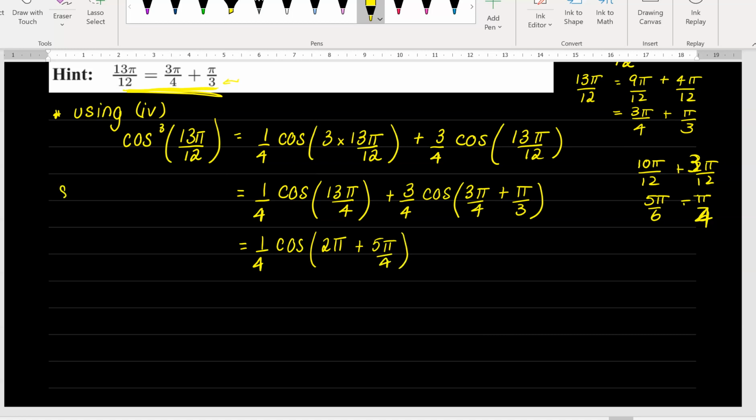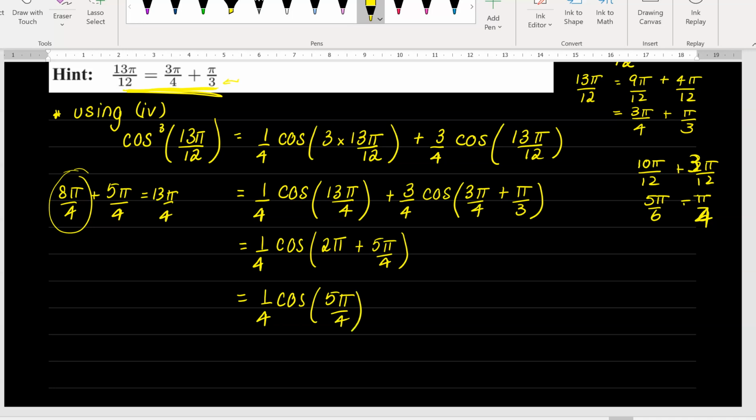So do you agree with me that 8 pi on 4 plus 5 pi on 4 is the same as your 13 pi on 4? And then this cancels down to 2 pi. And remember, when you're doing laps, this would mean that we've got 1/4 cos, that is just the same as 5 pi on 4. But again, you could rock your calculator out there.